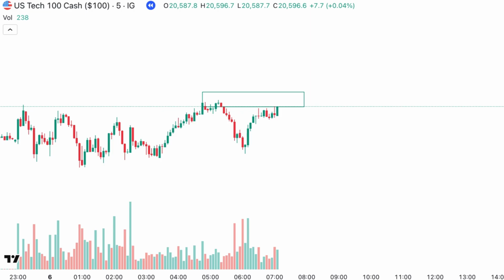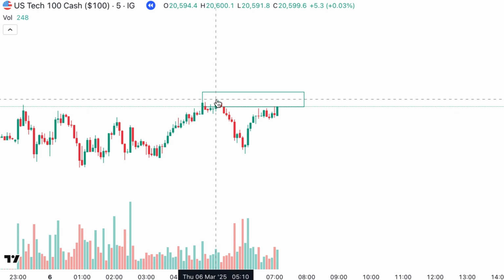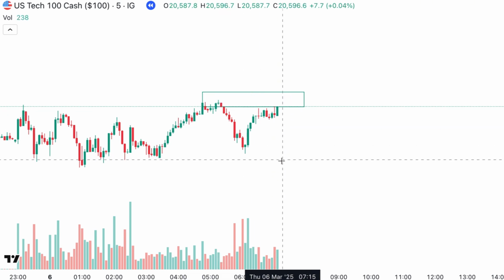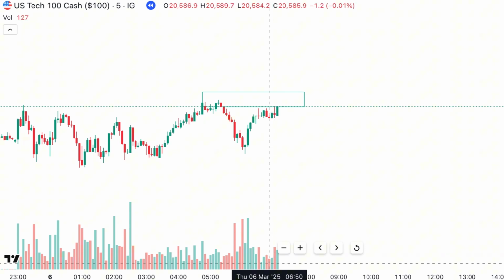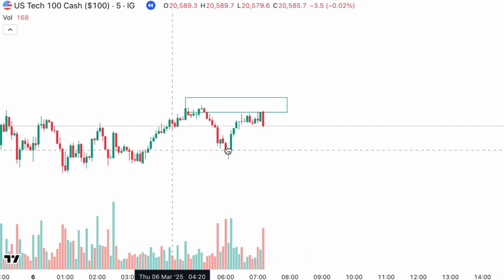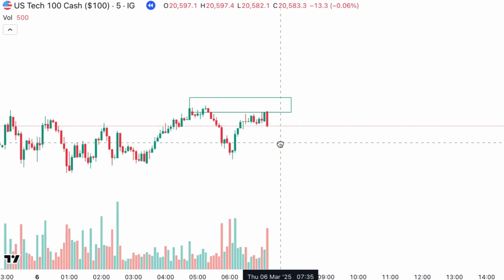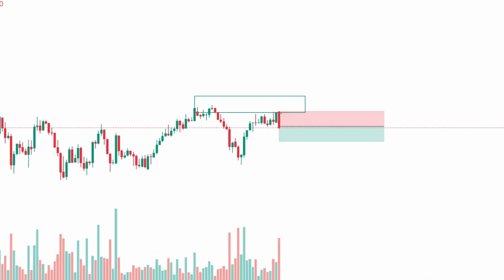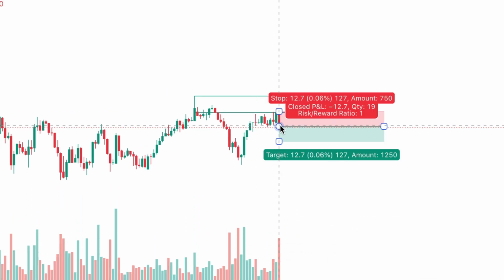Now here's an example on the NASDAQ. So you can see that the price makes an initial high during the pre-market, pulls back, and then tests that high again just before the opening bell. The second test fails, and that's our cue to look for a short entry. The entry here is the first red candle close after the second failed test. This confirms that sellers are stepping in.